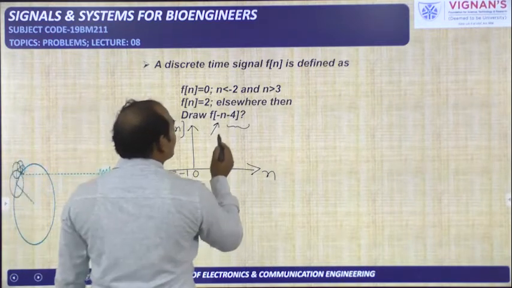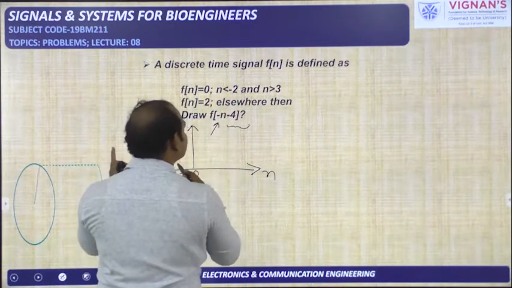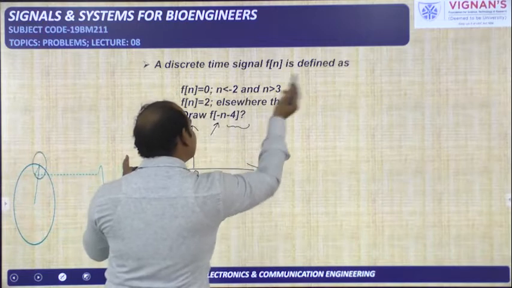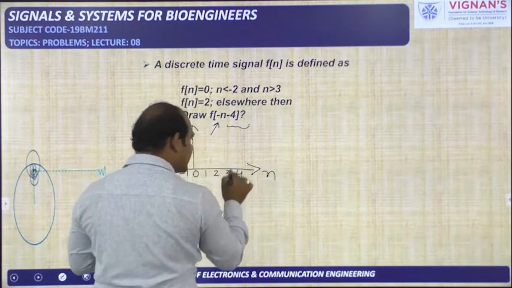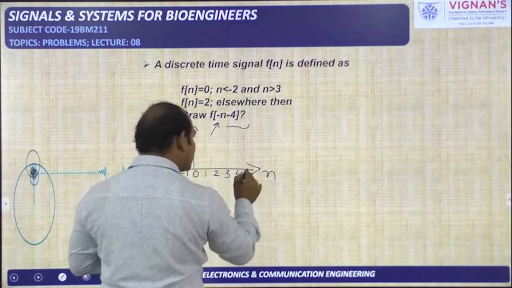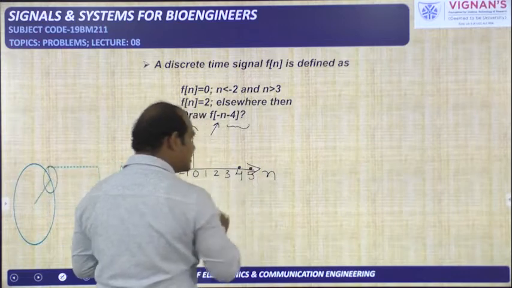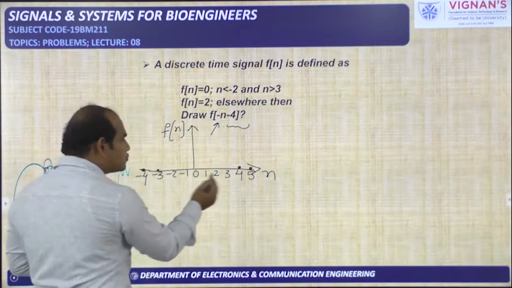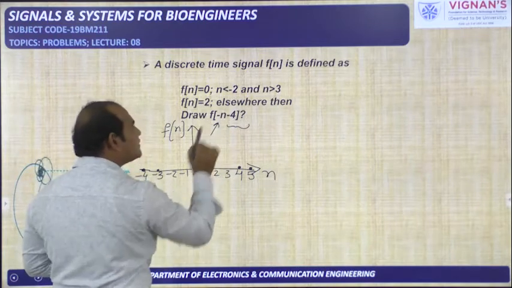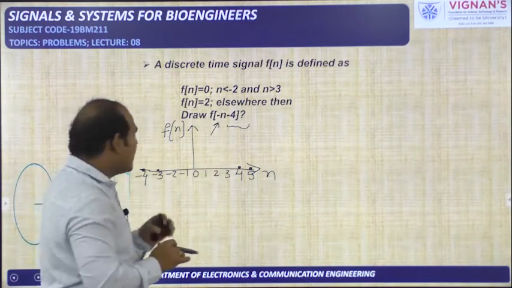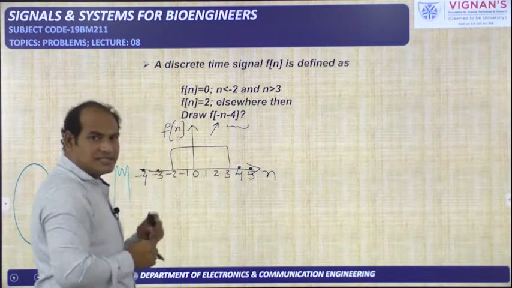Next, it is 0 when n is greater than 3. So 1, 2, 3, from 4 onwards, when n is equal to 4 onwards, you will get the amplitude as zeros. But elsewhere, in between minus 2 to 3, the amplitude is 2, that is fixed. So you should not draw it like a line, because that is a continuous signal.